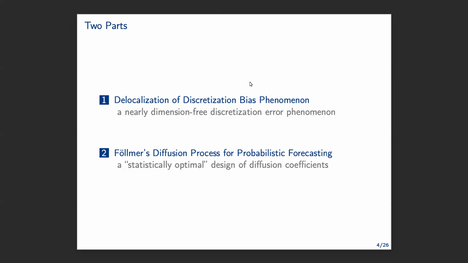The second part is more about the data-driven part, where nowadays people use diffusion models. The specific application for those models is probabilistic forecasting. Here I want to show you that a very interesting process, the Föllmer process, gives a statistically optimal design, in some sense, of the diffusion coefficients. So we'll address a little bit the design questions. I will start with the first part, and feel free to interrupt me if you have any questions.